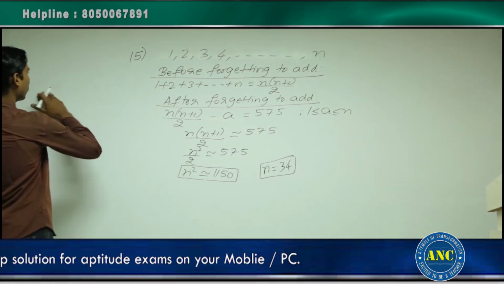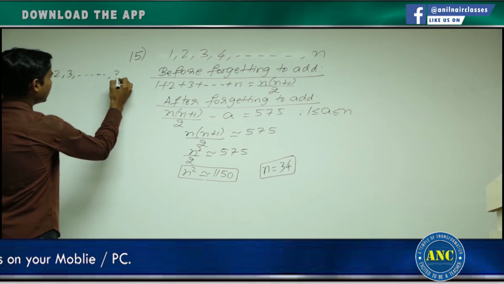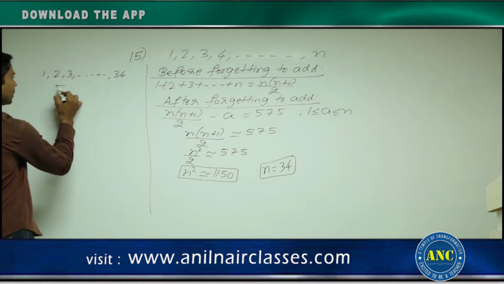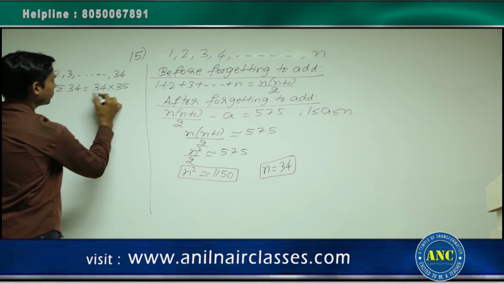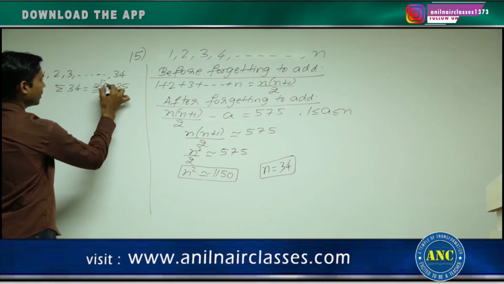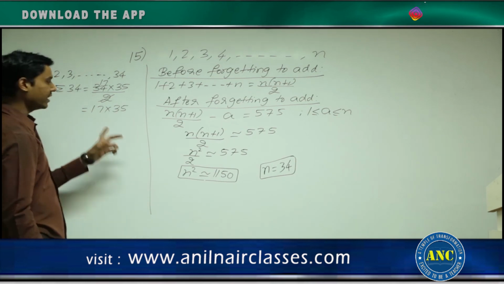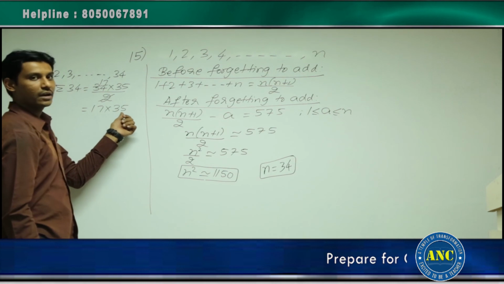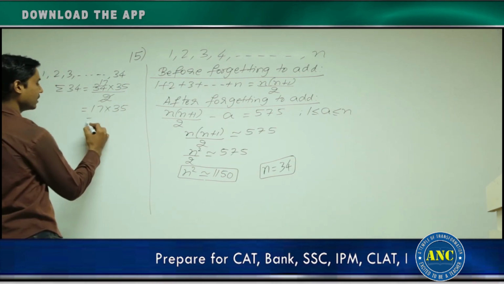Now, what is the meaning of n equal to 34? It means I am writing 34 natural numbers on the board initially. The sum is summation 34, which is 34 into 35 by 2. It is 17 into 35. 17 into 30 is 510. 17 into 5 is 85. 510 plus 85 is 595.